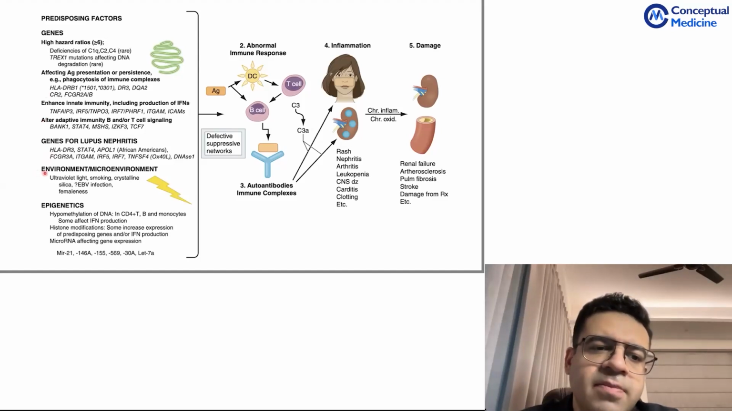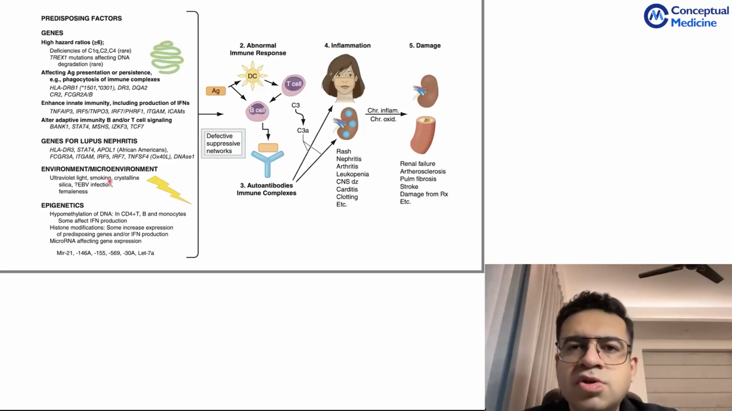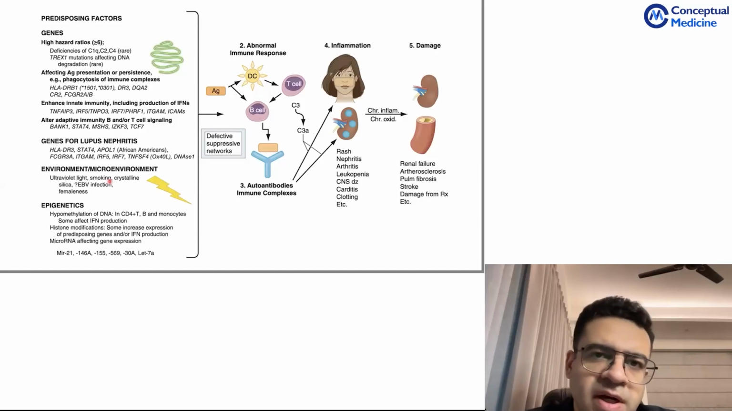Then there are some environmental and microenvironment factors like exposure to UV light. Smoking is a very, very important environmental risk factor. Exposure to crystalline silica, EBV infections, CMV infections, so many viral infections have been known to predispose to lupus, but they haven't been proven because these infections are so common and so universal that it is difficult to say that these lead to lupus or SLE. And female hormones or gender bias predisposes females to most of the autoimmune diseases.